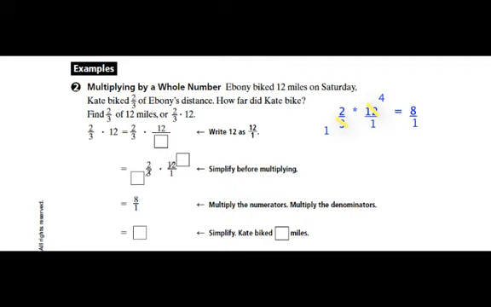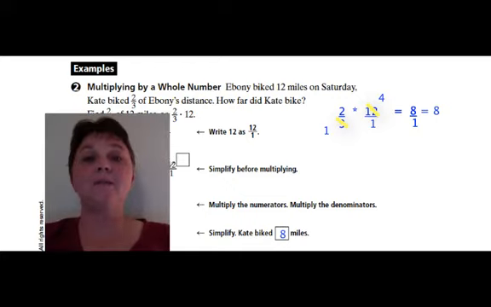8 over 1 can be simplified to the whole number 8. So Kate biked 8 miles. Pause the video if you need more time to copy down the notes.